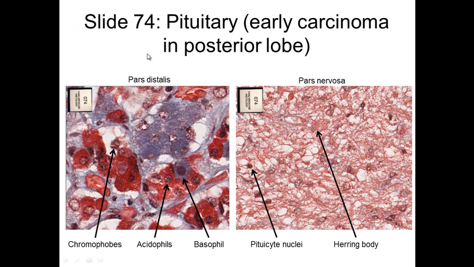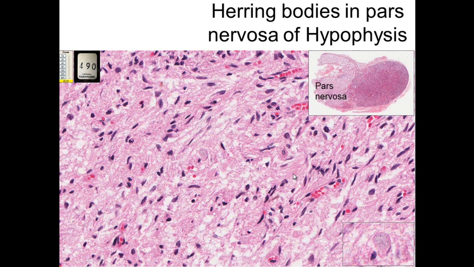If we look at the pars distalis, we can see basophils, those are basophilic, blue in staining, acidophils that are red in staining, and chromophobes, those that do not like stain, and so you can't see the cytoplasm of them because they're not stained. Over to pars nervosa, we have Herring bodies, which are swollen regions of the axons that are coming down from the hypothalamus, and you have a host of these pituicytes in there, which are support cells for all the nerves coming down.